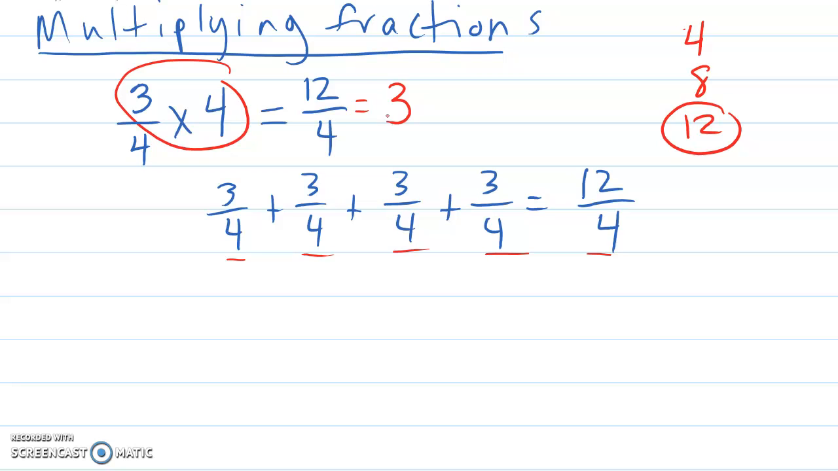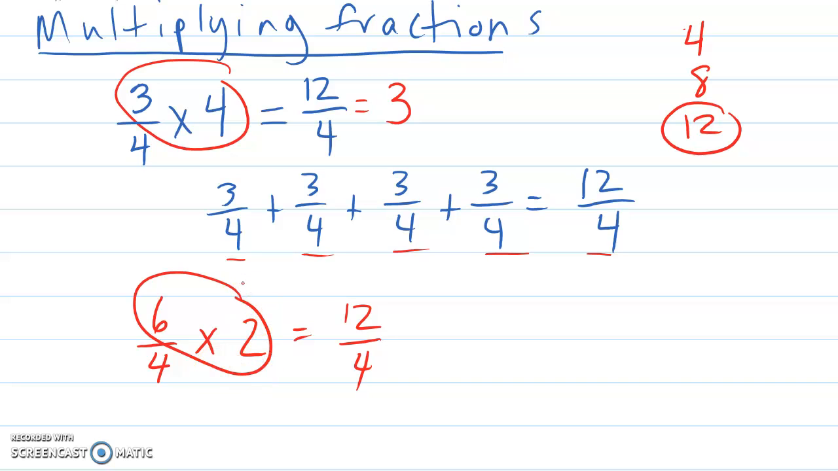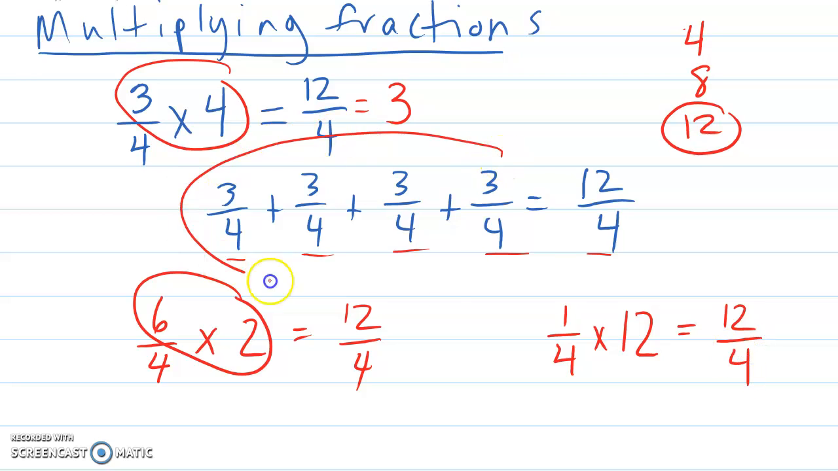Remember, I could also write this fraction as anything that would equal 12 fourths. So, for example, this times 2 would be equivalent because it still equals 12. The same way as 1/4 times 12 would be equivalent. So that is going to come up in the comprehension check along with knowing the repeated addition.